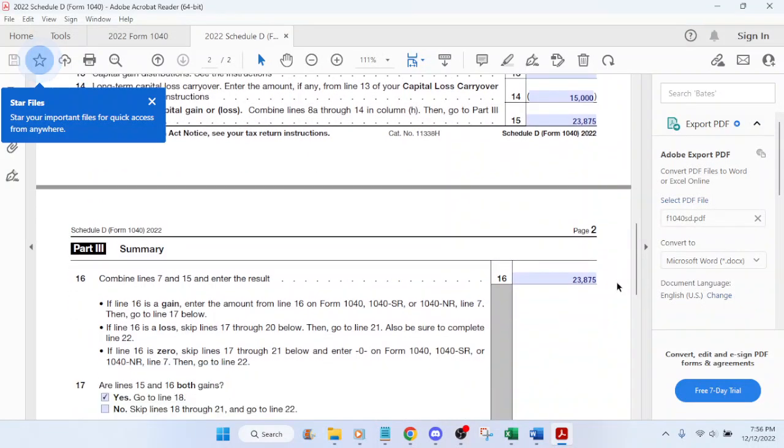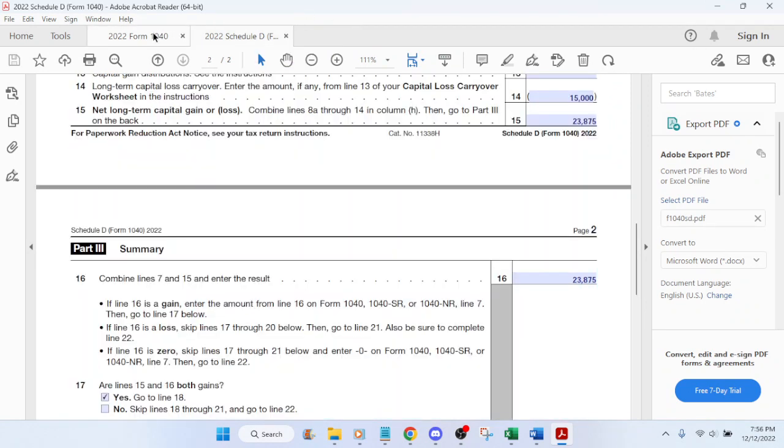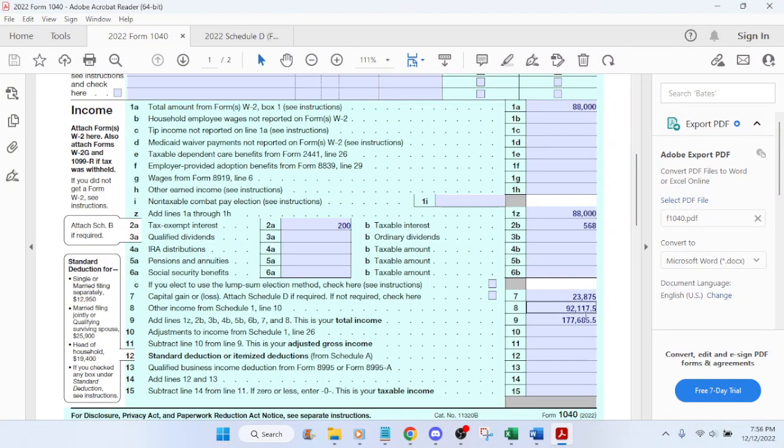So now 1040, we must go back to 1040 and enter in here the gain of 23,875, because that's what we got, right? We got 23,875. So now we're going to get a number here that is different, but it's still going to be off from the answer, unfortunately. Let's see.